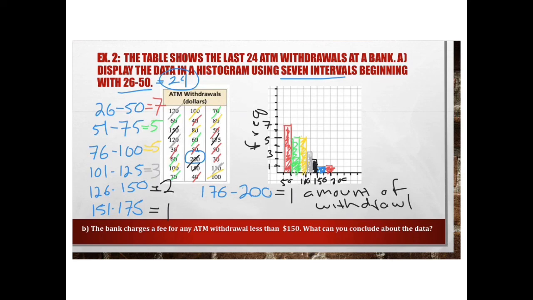We have one specific question here. It says, the bank charges a fee for any ATM withdrawal less than $150. What can you conclude about the data? Well, that's pretty much most of our data here. So less than 150 would be all of this portion, which means that this person generally would get a fee when withdrawing $150 or less, because you can see they only took out more than that one time. So this person generally gets a lot of fees.